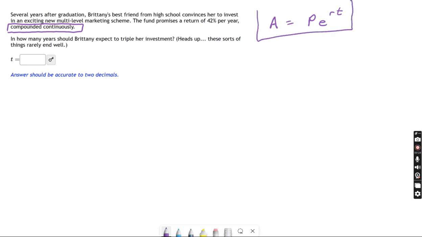This is your continuous interest rate equation. That's what we want to be using here. You'll notice it doesn't have the 1 plus r over n to the nt that you may remember. That was a different version, used when it was not continuous. In this case, some variables have changed. This is called the PERT equation, and it's much more widely used, actually, than the other version of the equation.